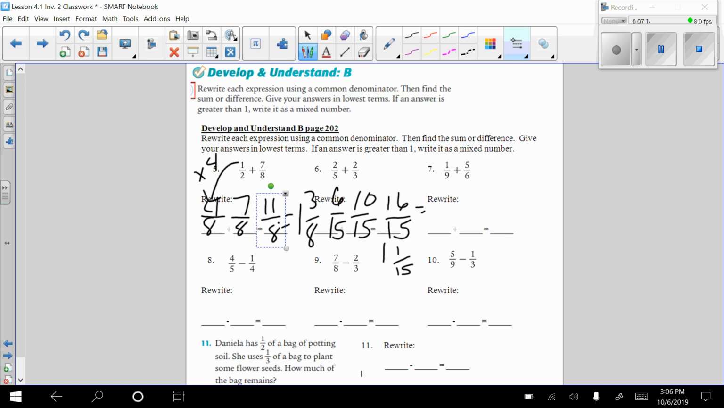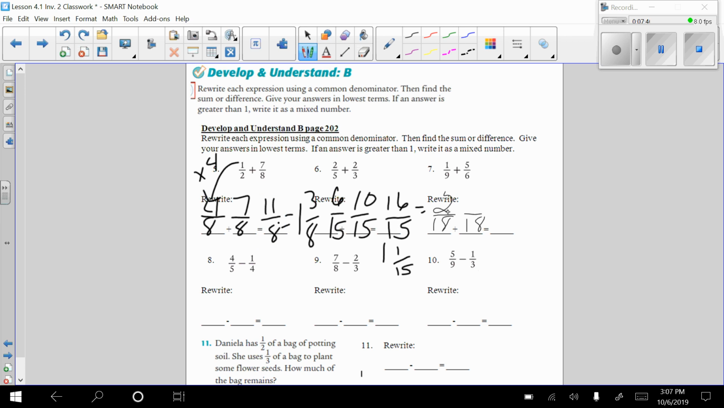Now let's look at the next one. 1/9 plus 5/6. Again, I'm looking for my LCM. If you don't see it, get out your multiplication chart, put your fingers on 9 and 6, and see what they have in common. In this case, it's going to be 18. What did I do to 9 to get to 18? I multiplied by 2. 1 times 2 is 2.